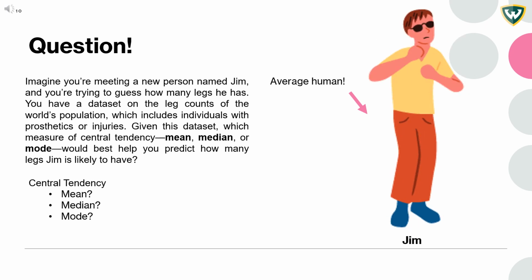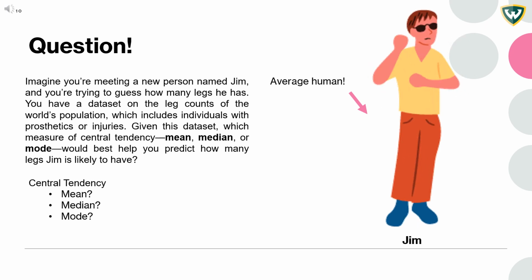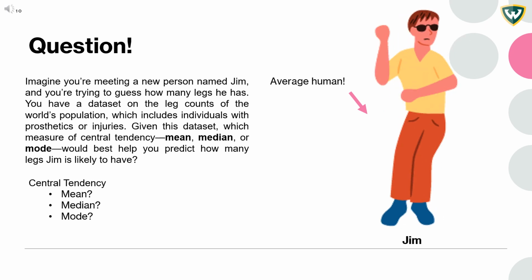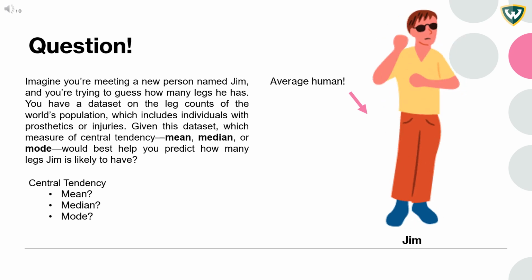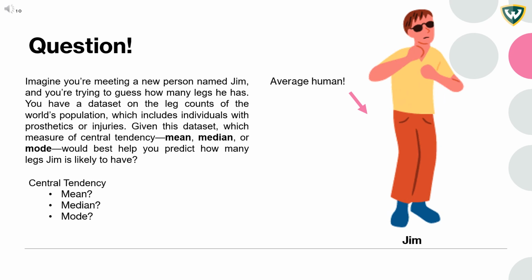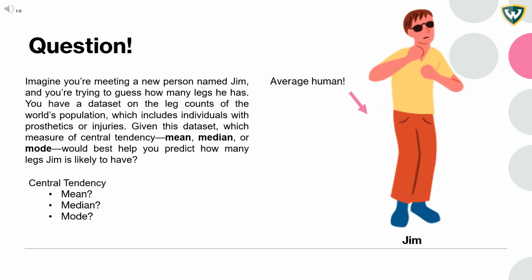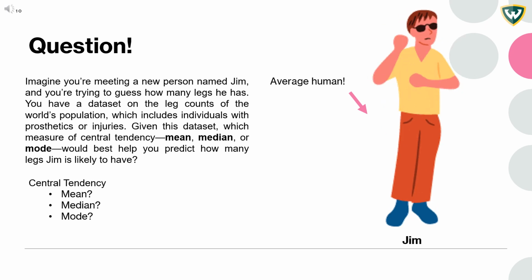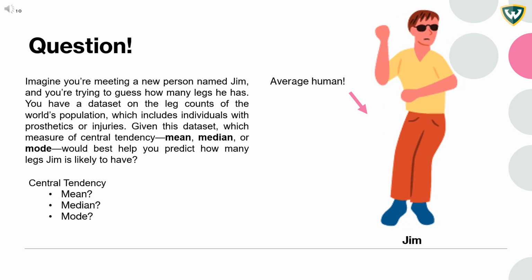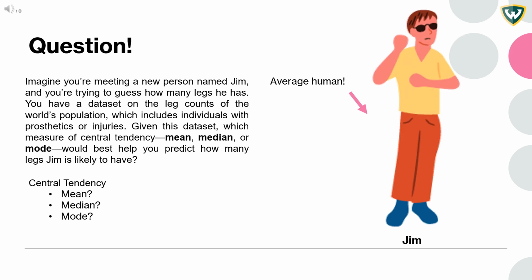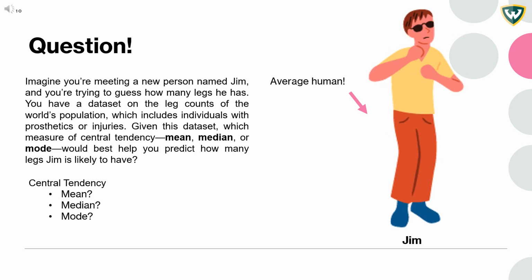If you rely on the mean to find the central tendency, you would add up all the legs and divide by the total number of people. However, the mean is highly susceptible to outliers, meaning that a few individuals with fewer than 2 legs can skew this average. As a result, it should be surprising if you meet someone new, like Jim, and discover he has 2 legs. If you use the median, you would sort the values and locate the middle point.